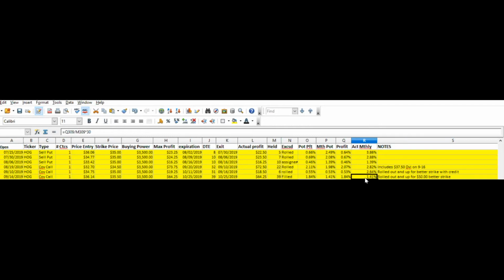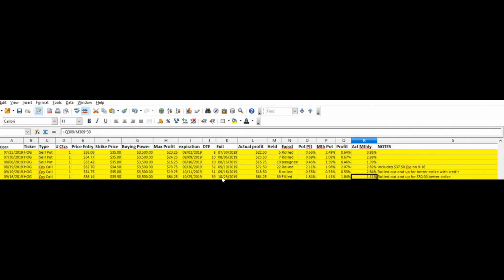And so, you know, the question is, I held this from July 25th to 10/25, almost exactly 3 months, right? So let's look at this. I made 6.21%, divide that by 3 months. So I made 2.07%.